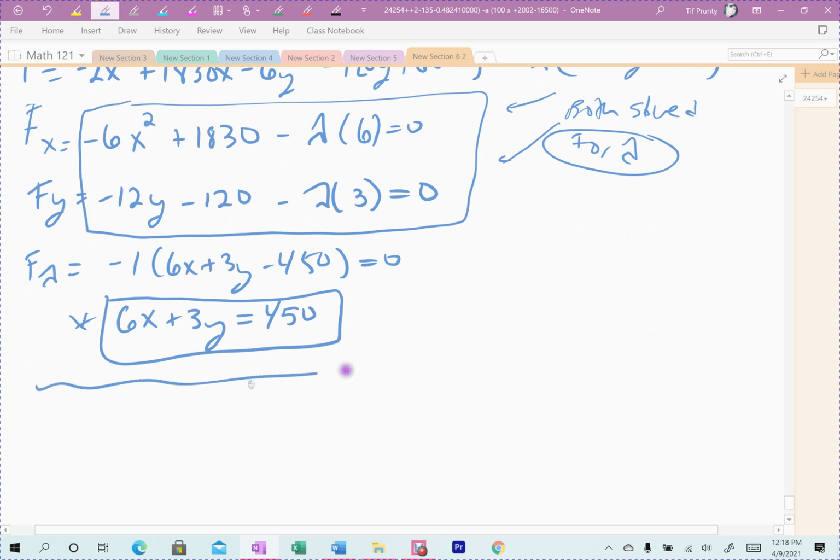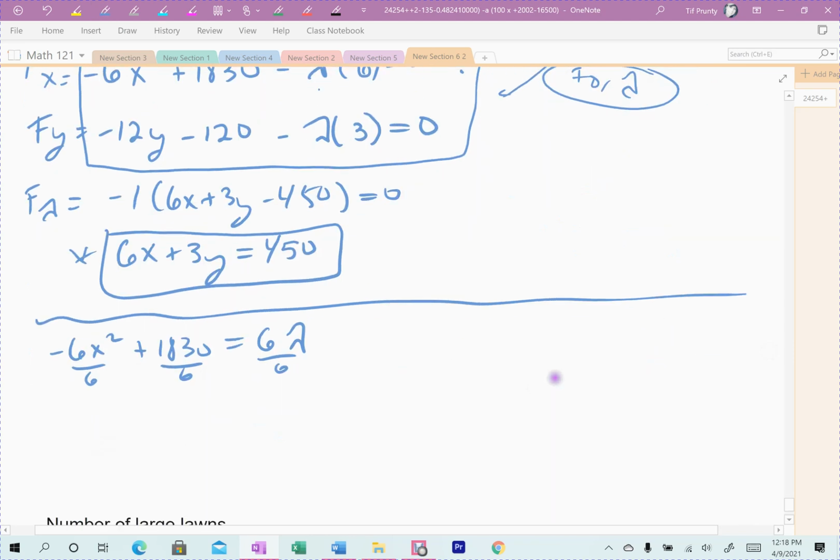So I'm going to do that here. Negative 6x squared plus 1830, and I'm going to add the 6 lambda to the other side, so I get 6 lambda over here. Then divide out by my 6, and remember, when I divide, I divide every term. So this is going to be negative x squared plus 305 equals lambda.